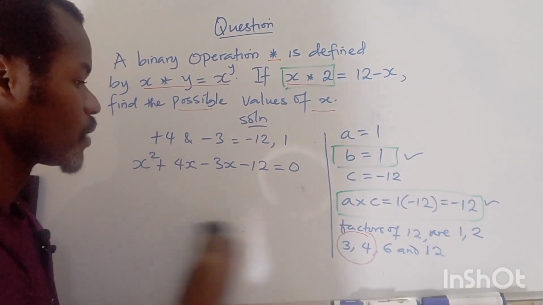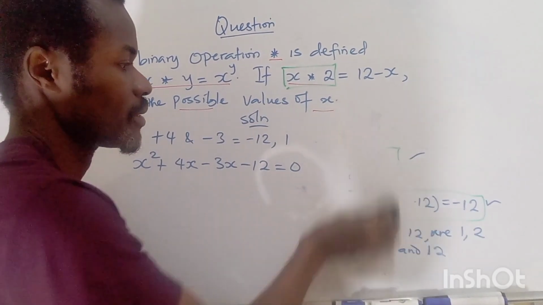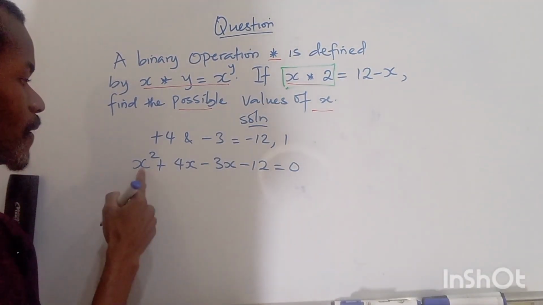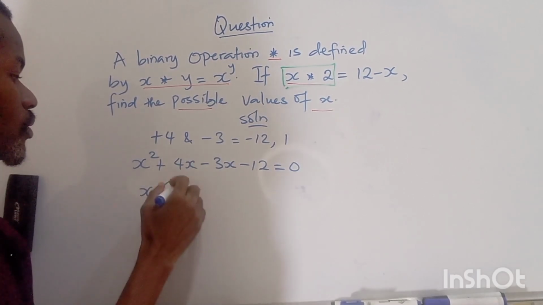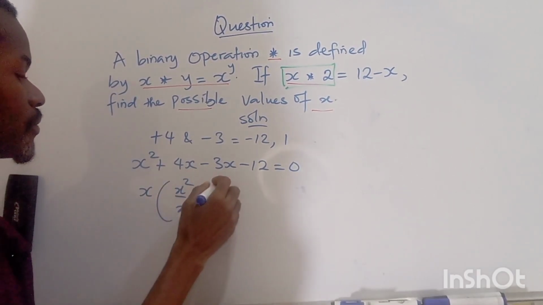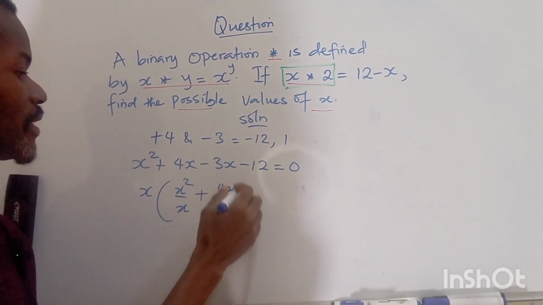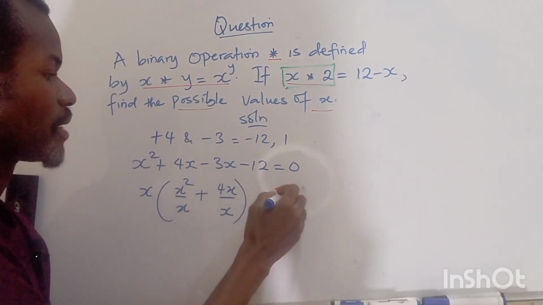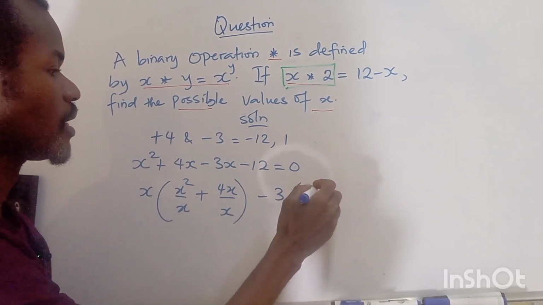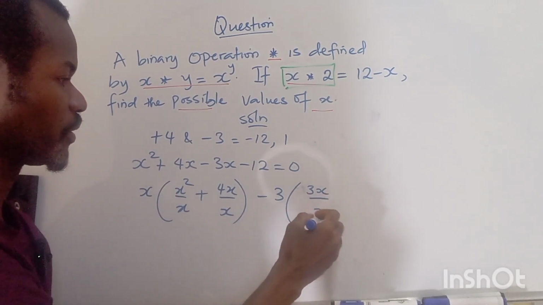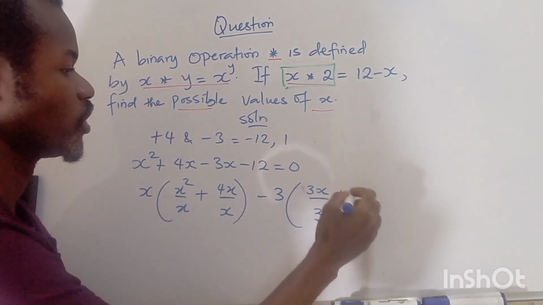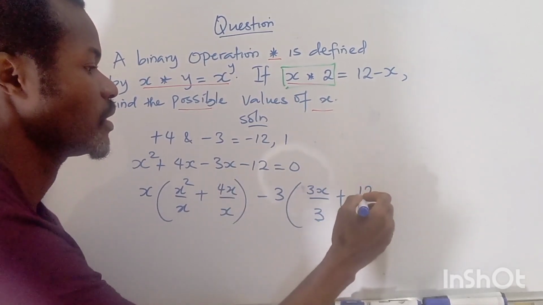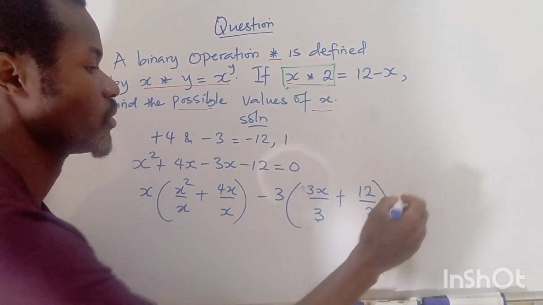Now with that, we can factorize to get our possible values of x. So what is common here? x is common, so I'm going to divide this by x. I'm also going to divide it by x. Now what is common here? Minus 3 is common, so we are going to divide our 3x by 3. This is going to change to plus because minus times plus is going to give us minus, so we have 12 divided by 3 is equal to 0.